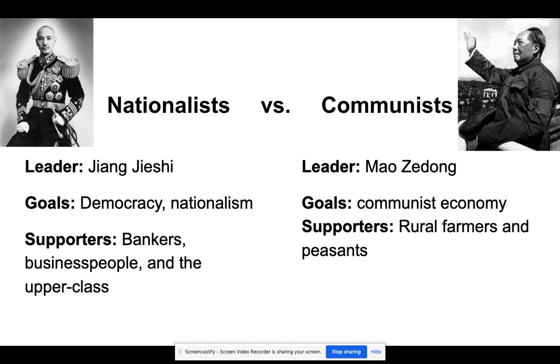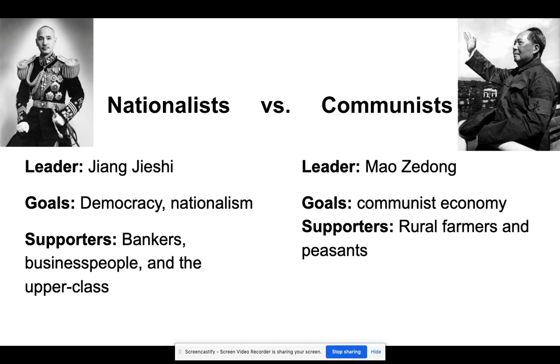To the right, you have the communists, and the leader was Mao Zedong. His goal was a communist economy. Really quickly, what is communism again? And it's no surprise who his supporters were. He had the rural farmers and the peasants.